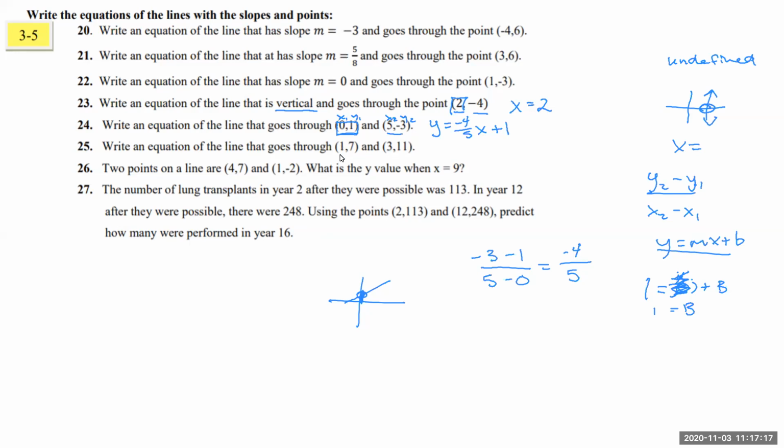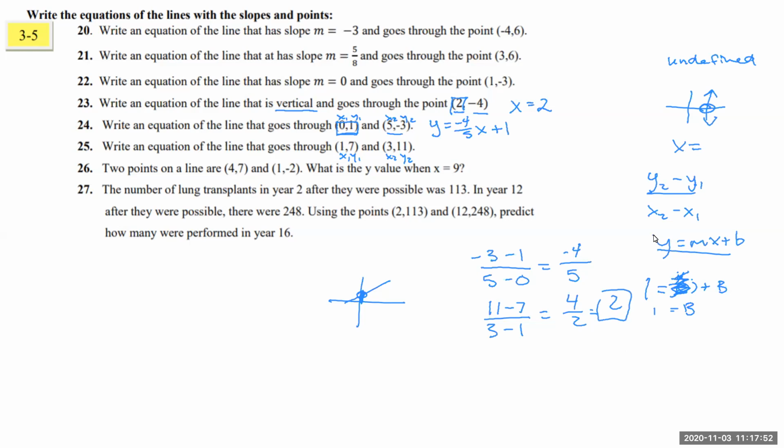Going on to the next one, again we have 2 points: (1, 7) and (3, 11). I'm going to label this x1 and y1, and x2 and y2. Then I'm going to go through the equation. So y2 first, we have 11 minus 7 on top, and then 3 minus 1 on the bottom. This gives us 4 over 2, which simplified is just 2. Now we have a slope of 2 for number 25.